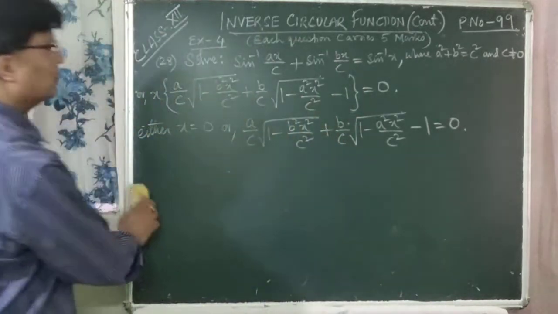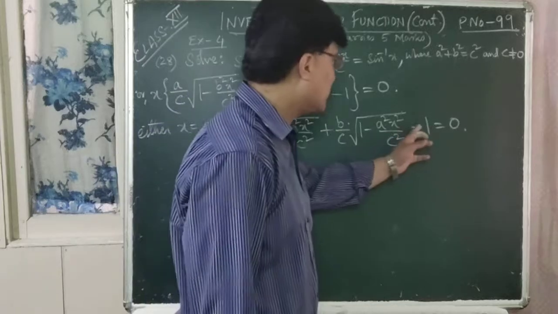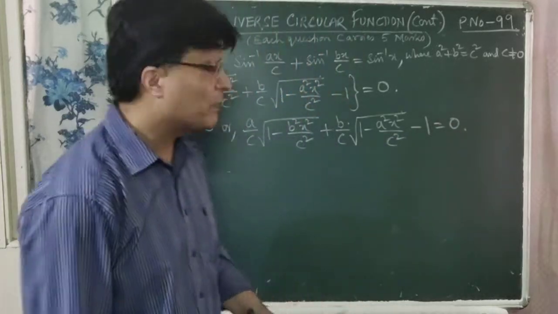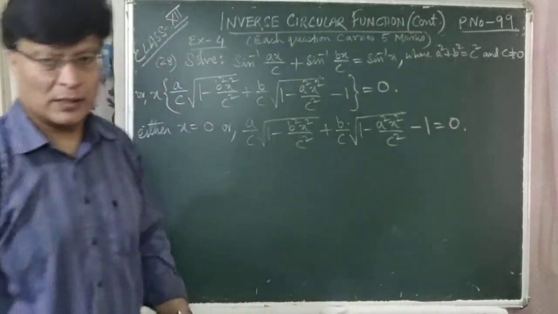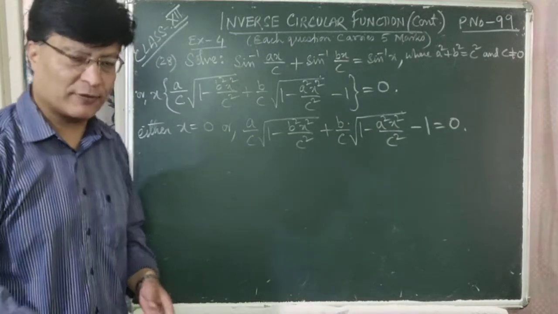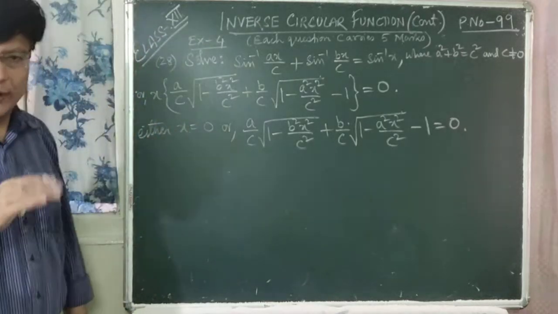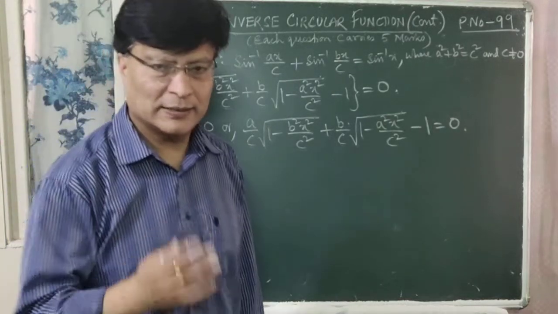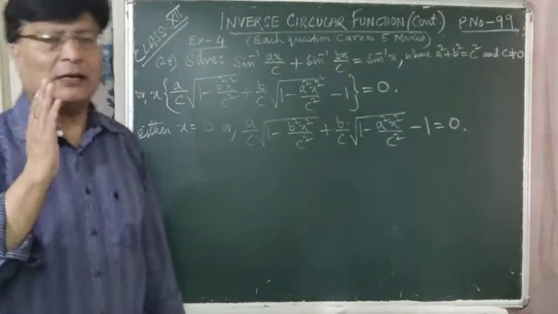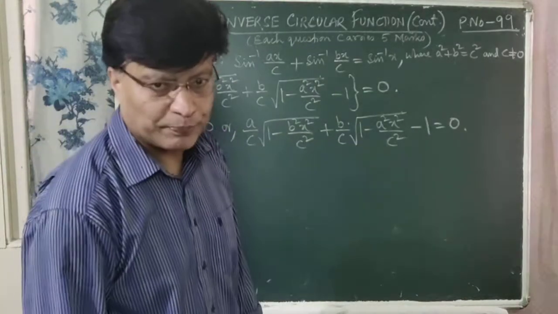So now what will you do? So what will you do in the next step? Now we will take this minus 1 to the right hand side and you have to remove the square root from this left hand side and then you have to get the value for x, right? So one of the answers is x is equal to 0. So we have got one of the answers here, that is x is equal to 0. And again we can get the values of x from this equation also, right?